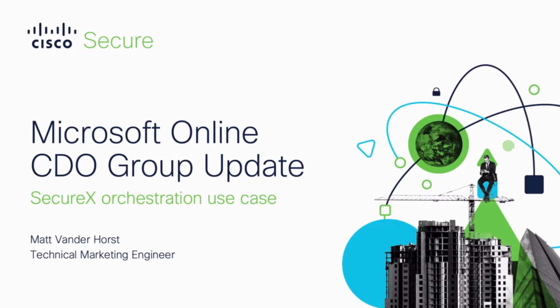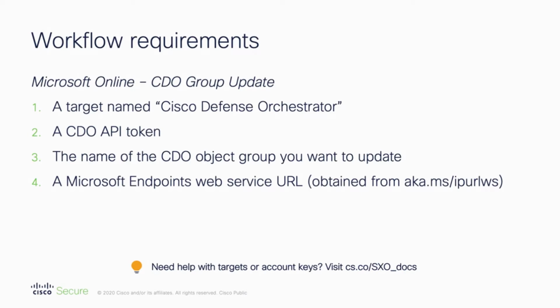In this video, we'll be taking a look at our Microsoft Online CDO group update sample workflow. This workflow is designed to fetch information about Microsoft Cloud subnets and then update a Cisco Defense Orchestrator network object group. This workflow requires a target named Cisco Defense Orchestrator, a CDO API token, the name of the CDO object group you want to update, and a Microsoft Endpoints web service URL obtained from the address shown.